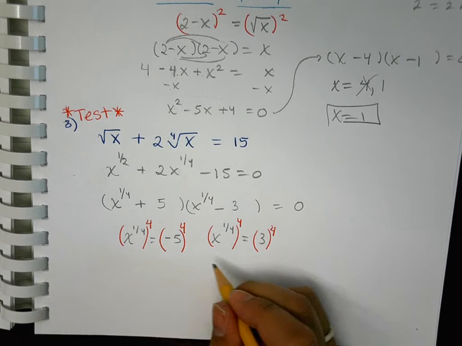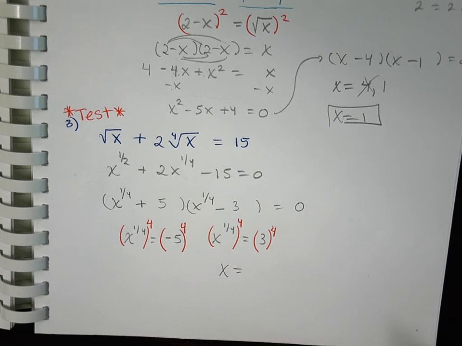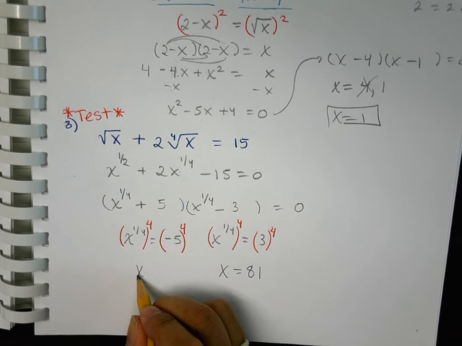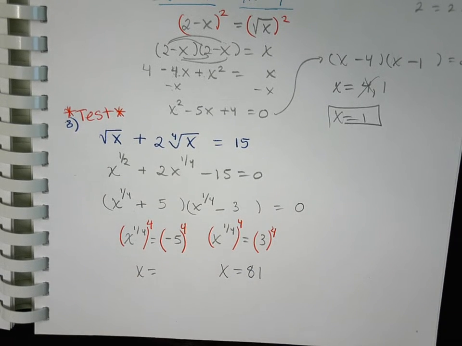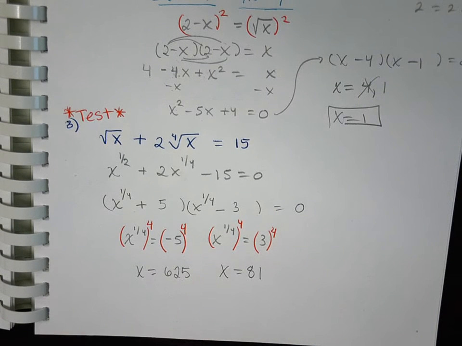So I'm going to do this one first because it's easier. 3 times 3 times 3 times 3 is 81. Negative 5 times negative 5 times negative 5 times negative 5 is 625. All right. Now, are we good?